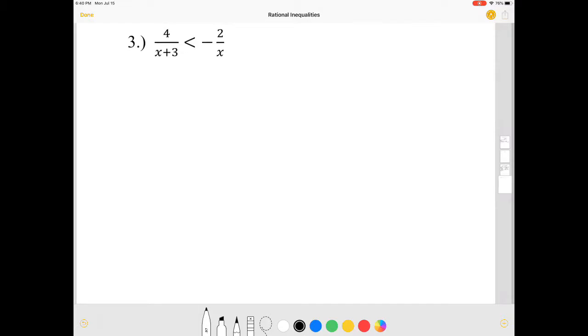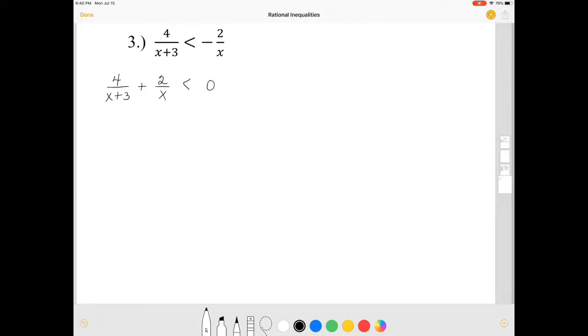All right, so let's take a look at what we have. We have 4 over x plus 3 is less than negative 2 over x. Well, this is not set up and ready to go, mainly because right now we don't have 0 on one side of the problem. So first, let's add that 2 over x to the other side. So that gives us 4 over x plus 3 plus 2 over x is less than 0.